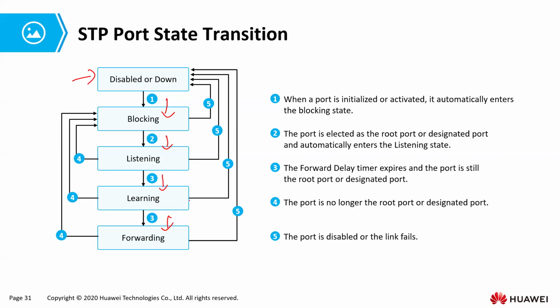Then from forwarding, in case of topology changes, the port can either get shut down, that's why we have 5, or it gets blocked. This can happen if another link has better RPC values after calculation than the current one. Then it can transition to blocking. Forwarding, learning and listening can also transition to blocking, as you can see. Then every state can transition to the disabled state. State number 5 here is basically shutting down the link.